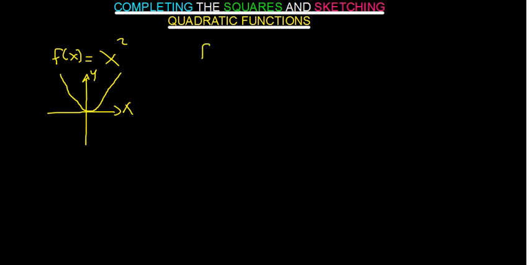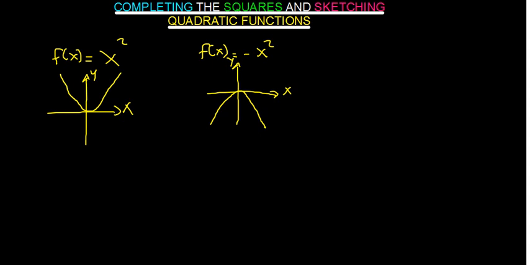Now, if it becomes f of x equals negative x squared, then it means that this function is going to tend towards the negative values of y. It was supposed to be towards the positive values of y, but because of that negative, it changes direction, so it goes down like that. So that is a quadratic function that goes down when it has a negative in front.